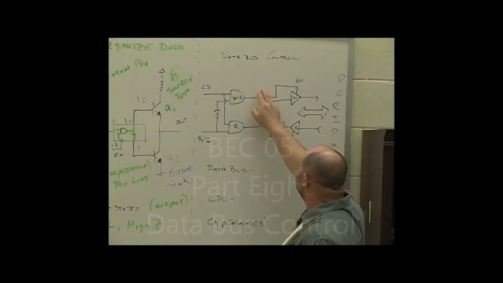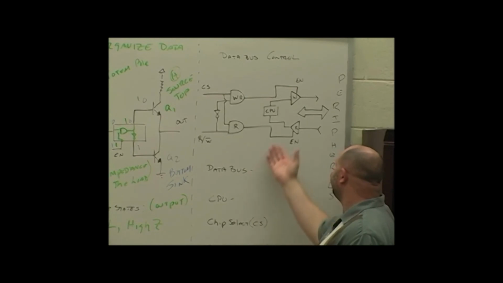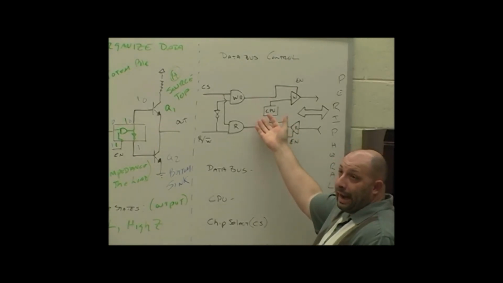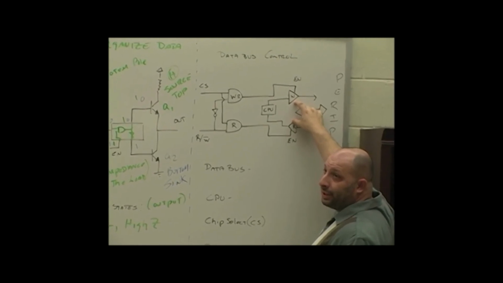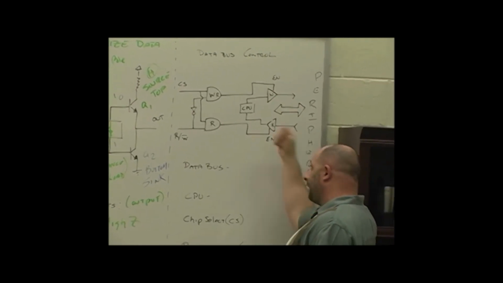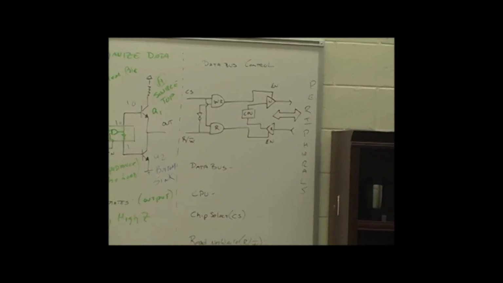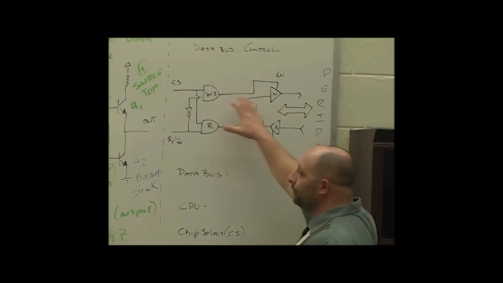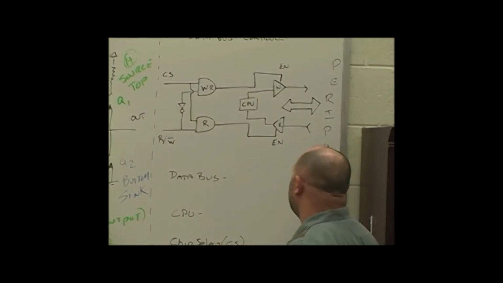First off, data bus control. What are we doing? We're seeing how we can take tri-state devices and control the direction of data, because these two go hand in hand here. This is a very, very basic operation of what goes on in a data bus.